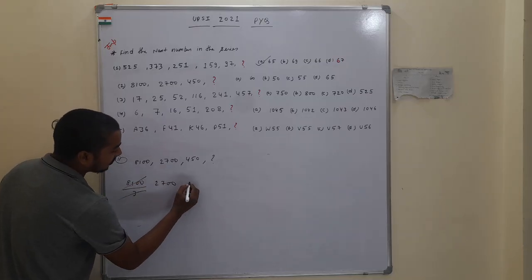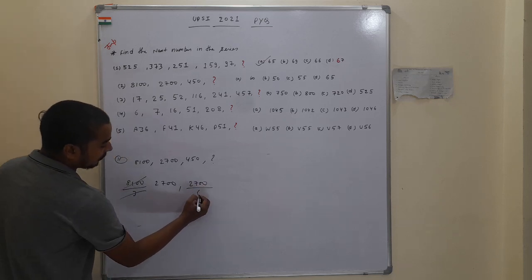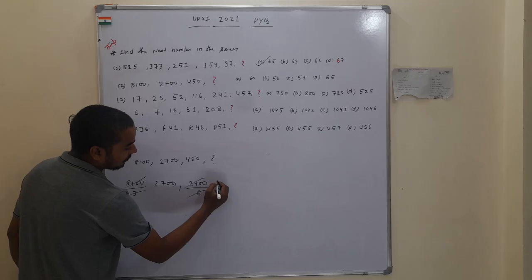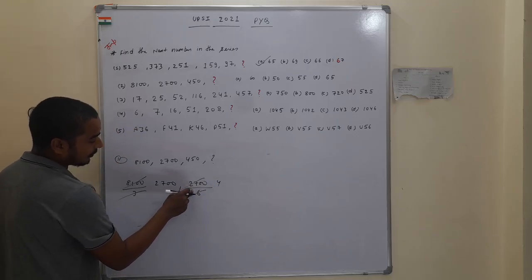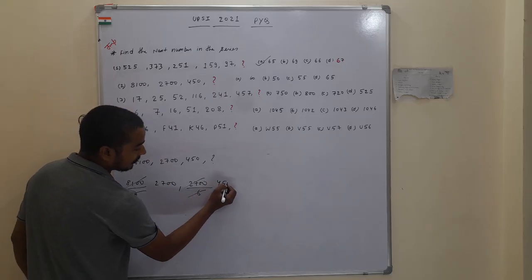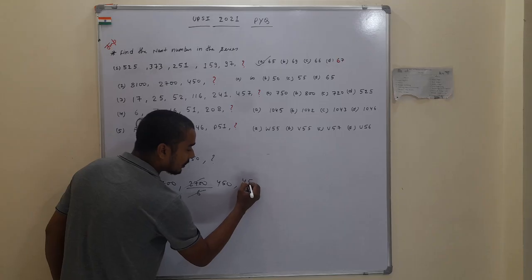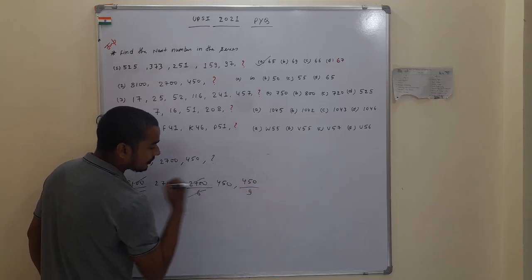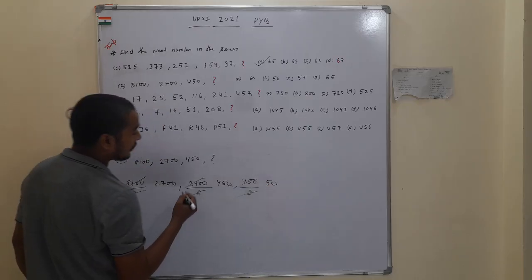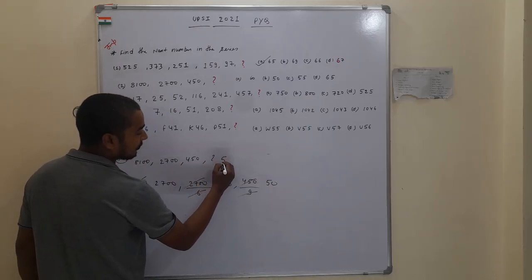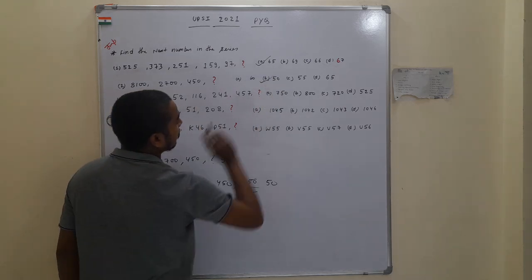Similarly, we divide 2700 by 6, and we get 450. Then similarly we divide 450 by 9, and we get 50. In place of the question mark, we get 50. And in the options, option B is the correct answer.